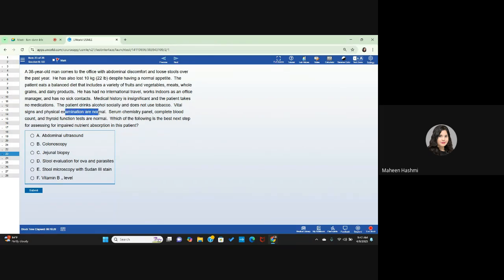Vital signs and physical examination are normal. Serum chemistry panel, complete blood count, and thyroid function tests are normal. Which of the following is the best next step for assessing impaired nutrient absorption in the patient? So we have a 38-year-old patient who comes to the office with abdominal discomfort and loose stools over the past year. He lost a certain amount of weight. The patient eats a balanced diet that includes fruits, vegetables, meats, and whole grains. He has had no international travel and no sick contacts. Medical history is insignificant. Patient drinks alcohol socially. What's happening?